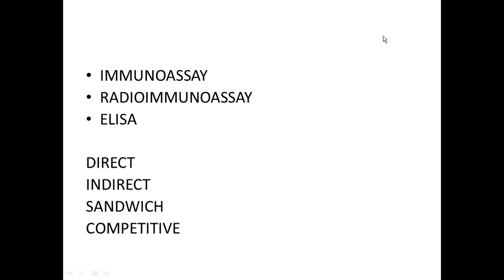Now, for this class, we'll be talking on immunoassay, and for this level, we'll be dwelling more on radioimmunoassay and ELISA techniques. I will have different kinds of ELISA techniques. They are direct, indirect, sandwich, and competitive. Now, for you to understand more about these immunoassay techniques, I'll be playing some videos, or I will share from some videos. So stay tuned and listen or watch.